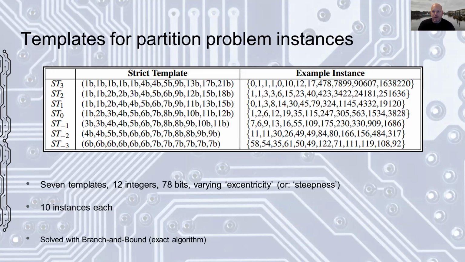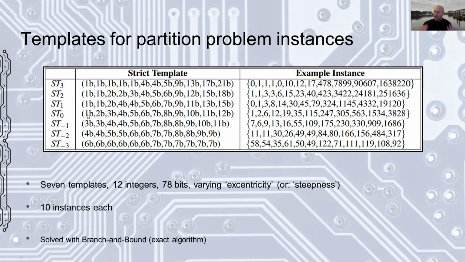So basically, we did the following very simple experiment, just a first step in exploring these kinds of issues. We chose these 7 templates, and they are all templates of 12 integers and 78 bits of information, but they varied in their flatness and their eccentricity. So the negative ones are flatter ones. For instance, it's just 6-bit and 7-bit numbers, so they're all approximately equally large.